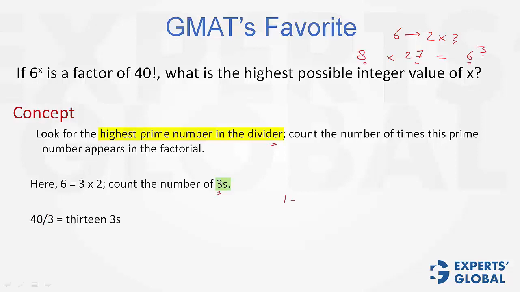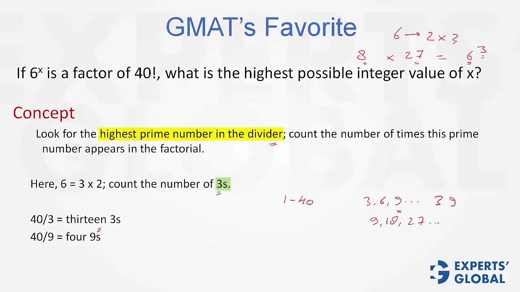40 factorial, 1 to 40, when expanded, will have 13 numbers which are multiples of 3. So 3, 6, 9, until 39. There are 13 such numbers, but then many of them, such as 9, 18, 27, are going to have more than one 3 in them. Therefore, figure out the number of such numbers which have a higher power of 3.